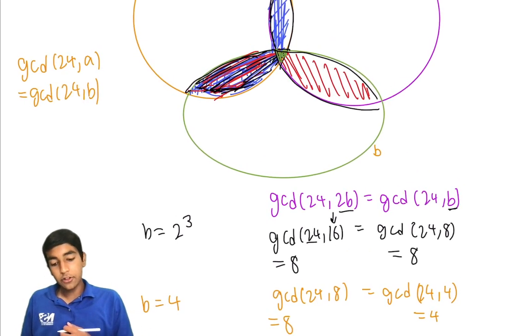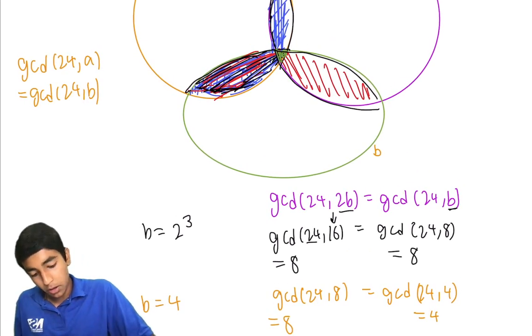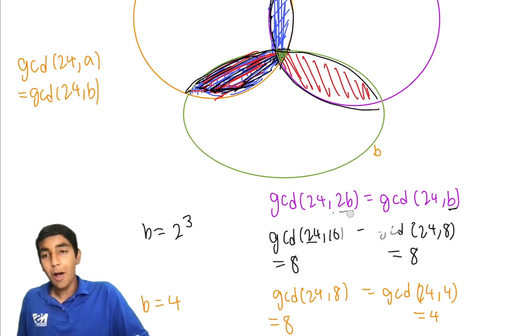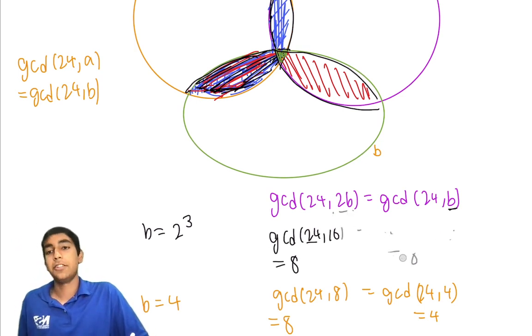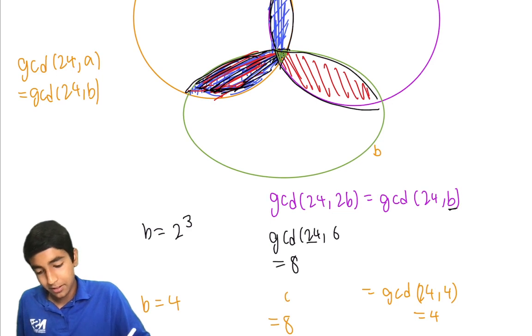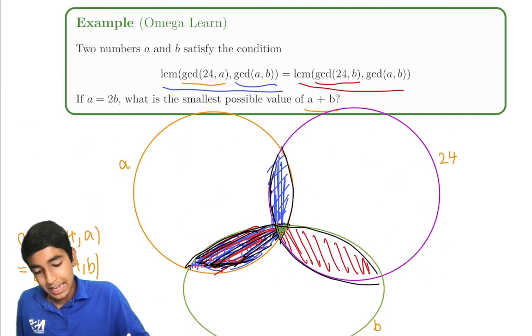So therefore, what this essentially states is that b has to be a multiple of 2 cubed. And the smallest possible multiple of 2 cubed is none other than 8, of course. It has to be 8.